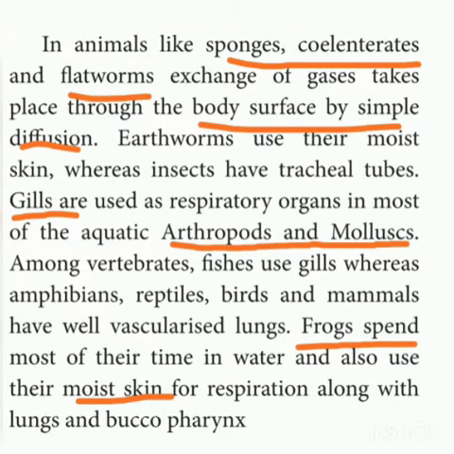And then what are the various respiratory organs for various organisms? For example, in animals like sponges, coelenterates and flatworms, exchange of gases takes place through body surface by simple diffusion. Earthworms use their moist skin, whereas insects have tracheal tubes. Gills are used as respiratory organs in most of the aquatic arthropods and mollusks. Among vertebrates, fishes use gills, whereas amphibians, reptiles, birds and mammals have vascularized lungs.